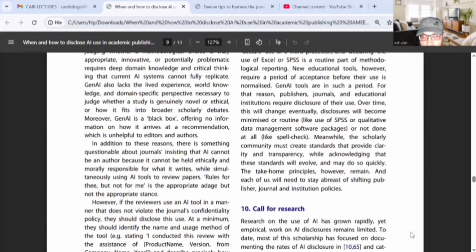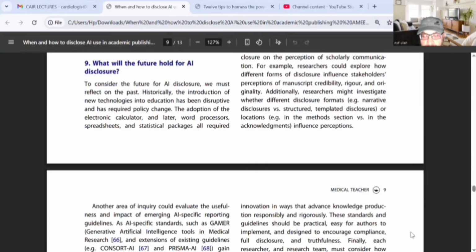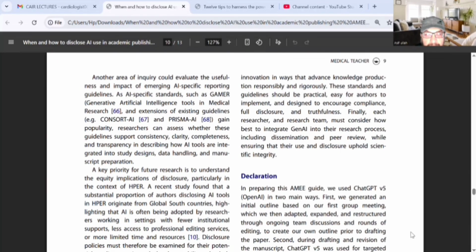To mitigate this, new AI-specific reporting guidelines are emerging across different disciplines. There is GAMER for general medical research, CONSORT-AI for clinical trials, and PRISMA-AI for systematic literature reviews. We are essentially trying to build a regulatory airplane while we're already flying it. We are in the messy middle.